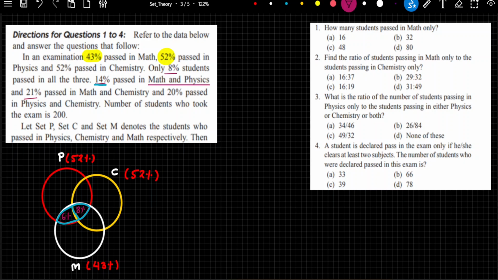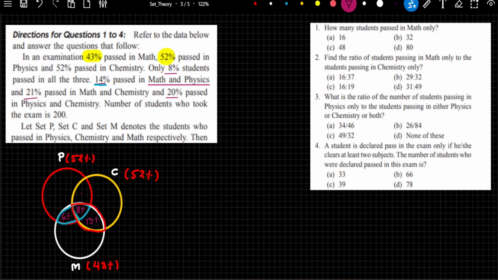21% passed in maths and chemistry. If 21% passed in maths and chemistry, let me show you what data we are representing. This is what 21% is representing here. Students who passed in maths and chemistry, both. But out of 21%, if I remove 8% from it, I'll be able to find the number of students who only passed in chemistry and maths. These are going to be 13%. So just remove 8 from 21 and you'll be able to find out students who only passed in chemistry and mathematics. Right?